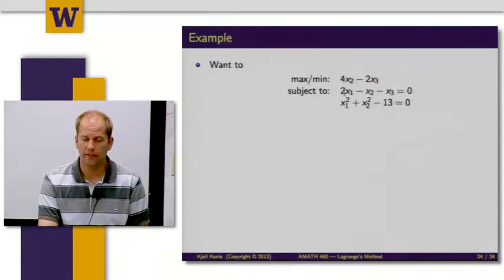Then subject to the constraint 2x1 minus x2 minus x3 equals 0. So I've written the constraints equal to 0. And the constraint x1 plus x1 squared plus x2 squared minus 13 also has to be equal to 0.